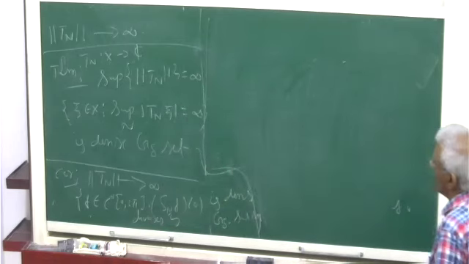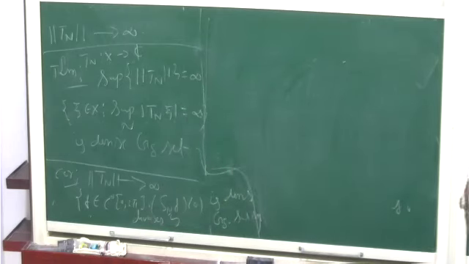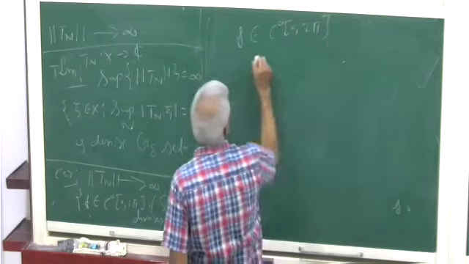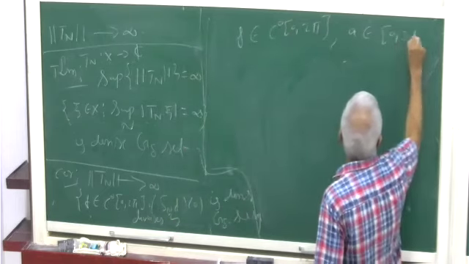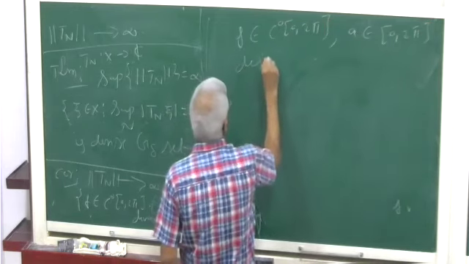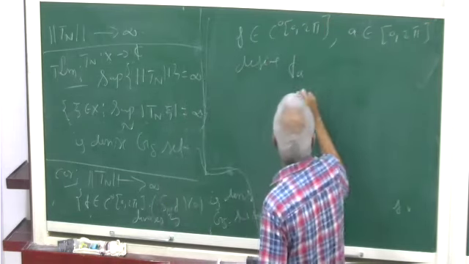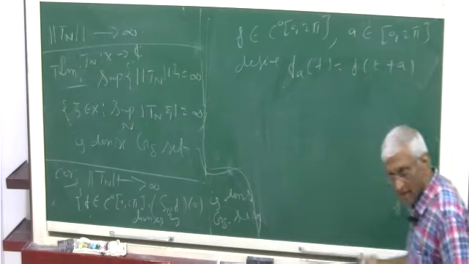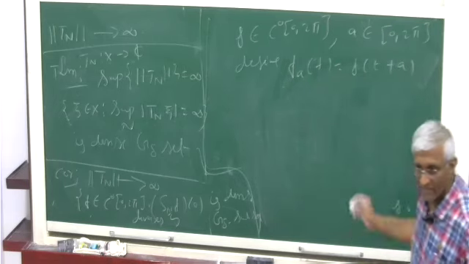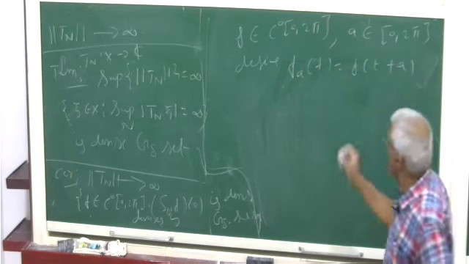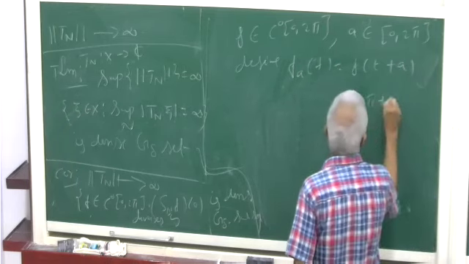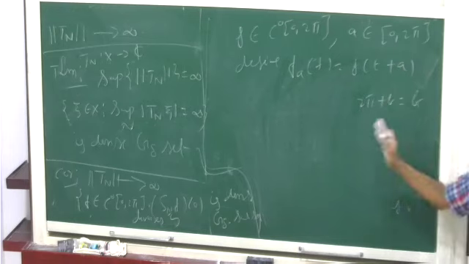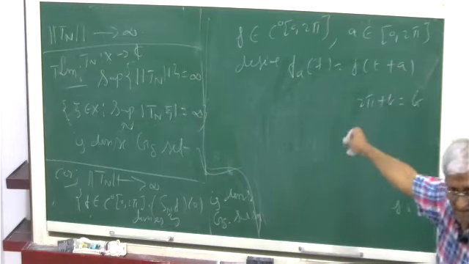Then what? Zero. Okay, take a function equal to f of t plus a. Just shift it. Where of course you should remember this is with respect to a, above 2 pi. Okay, so then you are using it as a group.